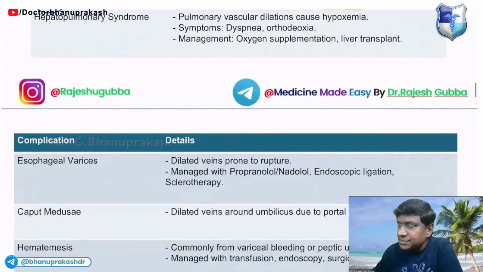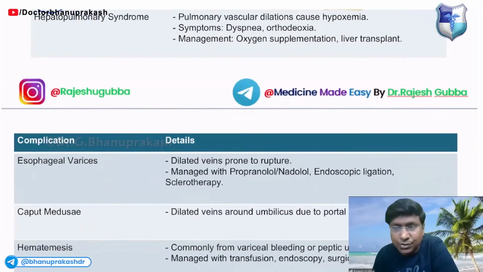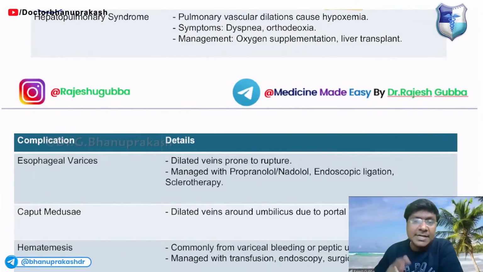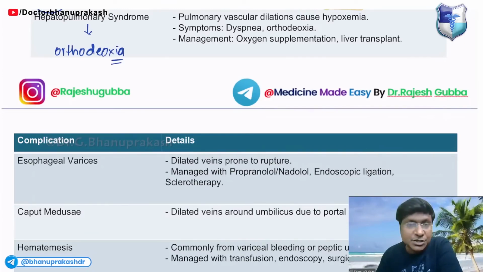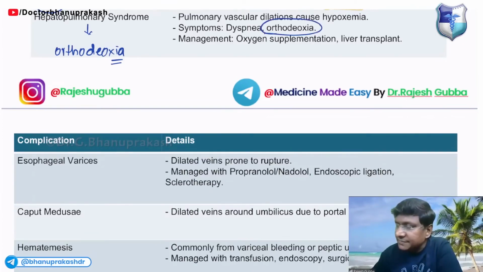Next important complication is what? That is hepatopulmonary syndrome. Now, in patients with hepatopulmonary syndrome, what you need to remember is these patients will have orthodeoxia. What is orthodeoxia? Orthodeoxia is that whenever the individual sits, they will have dyspnea, and whenever the individual lies down in supine position, the dyspnea will disappear. So orthodeoxia is a very important feature in hepatopulmonary syndrome, which is a complication in cirrhosis of liver, right?